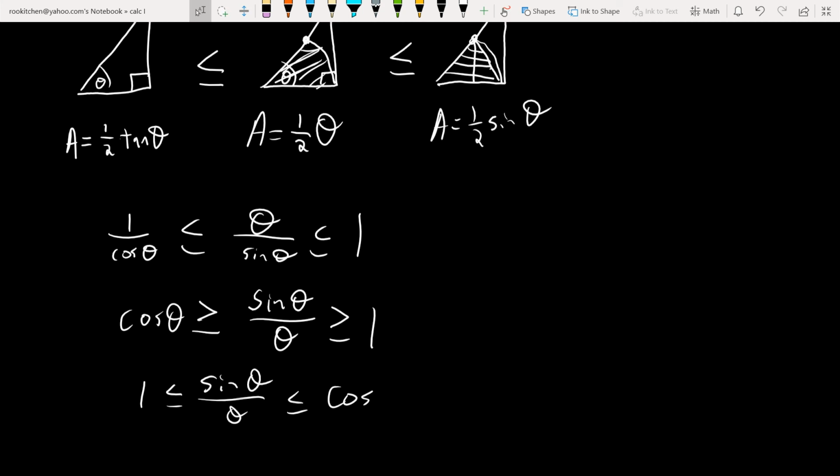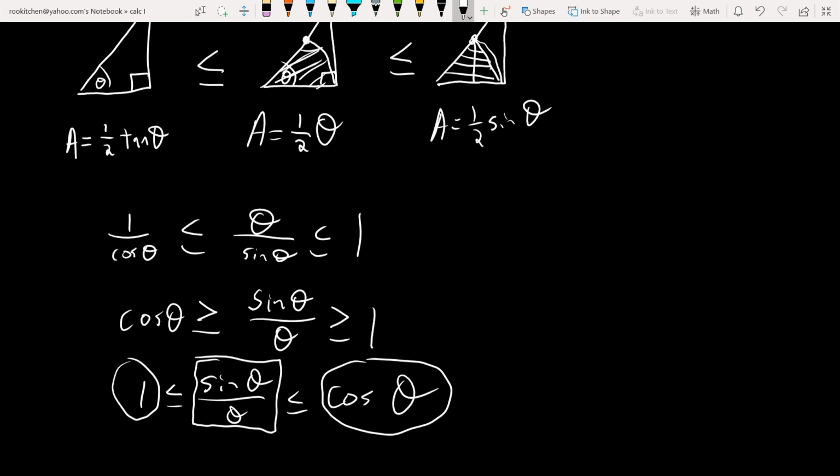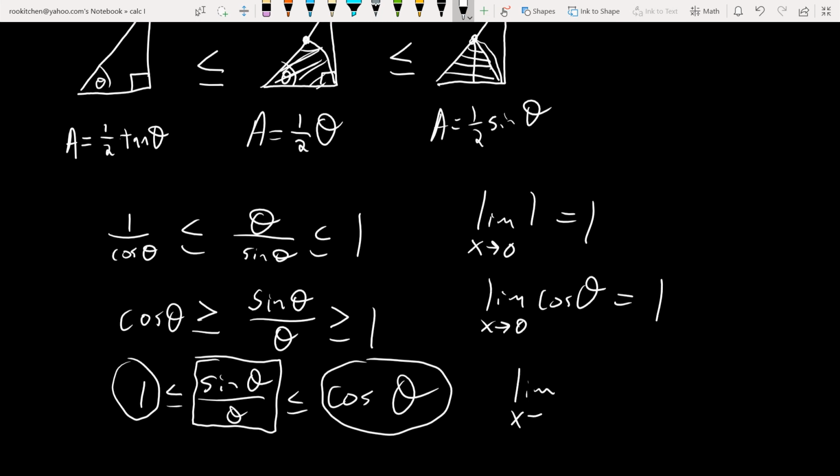So remember, our objective is to find the limit of this middle expression. Okay? But what I'm saying with the squeeze theorem is all I have to do is find the limit of the outer two functions. Okay, so I'll do that to the right here. The limit of 1 as x goes to 0 is 1. The limit of cosine theta as x goes to 0 is just cosine of 0, which is 1. The limit of the outer two parts is equal to 1, so therefore the limit of that inner part is also equal to 1 by the squeeze theorem. Okay, so that's how we prove that.